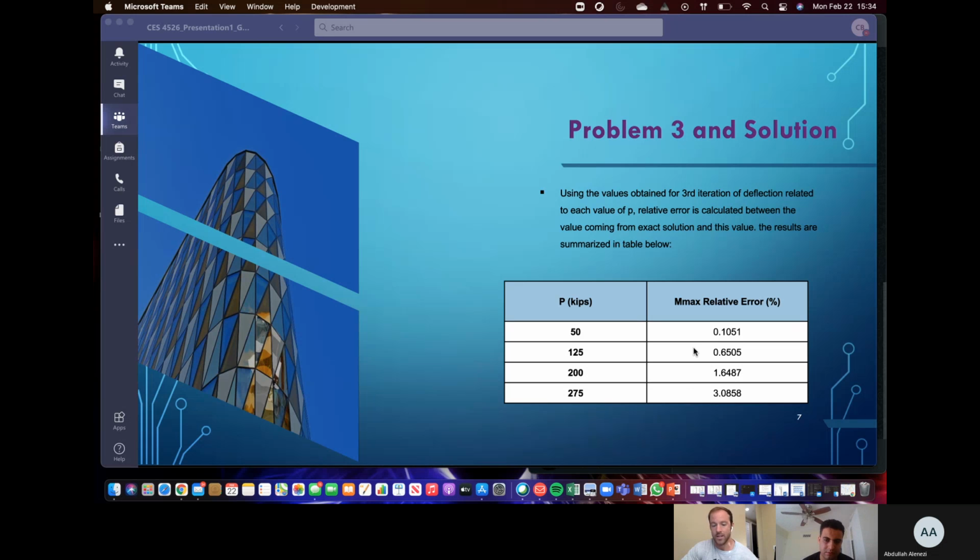And then it does increase exponentially as we get up to the 275 kip load, and our error is just over 3% there. So still very low error considering we only did 3 iterations. You normally have to do maybe a dozen to get error that good.